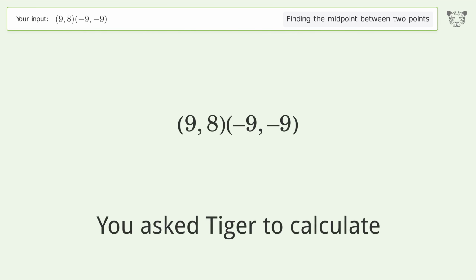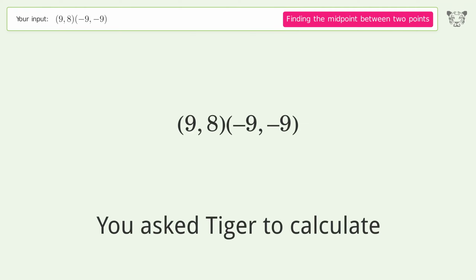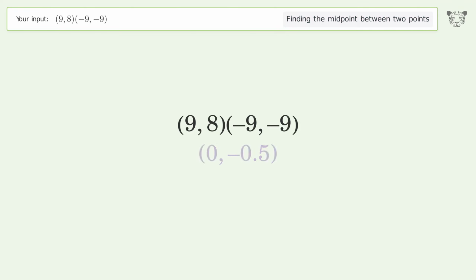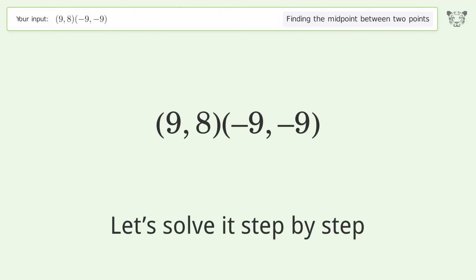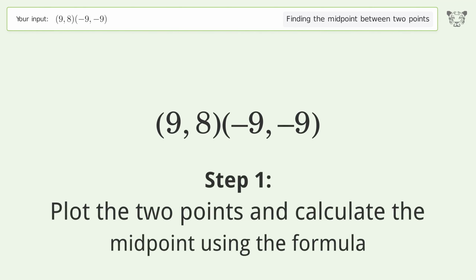You ask Tiger to calculate. This deals with finding the midpoint between 2 points. The midpoint between the 2 points is 0, negative 0.5. Let's solve it step by step. Plot the 2 points and calculate the midpoint using the formula.